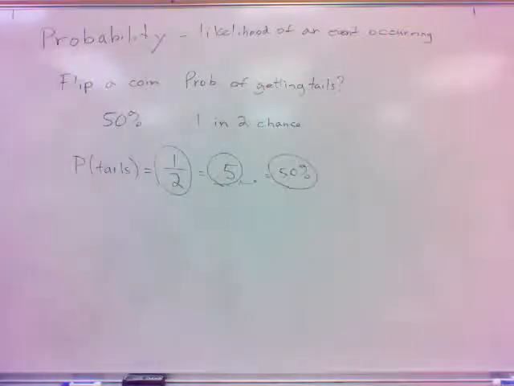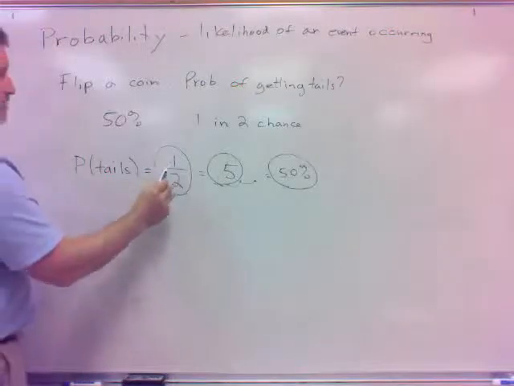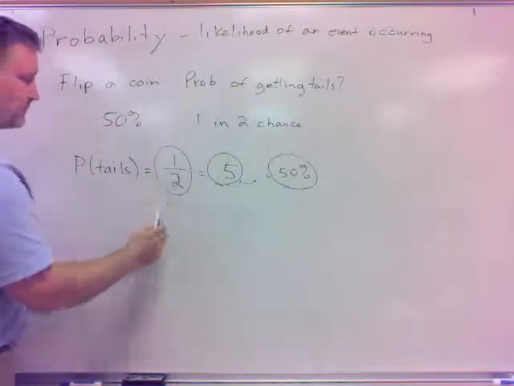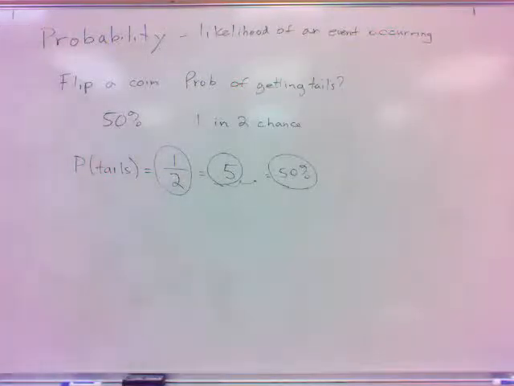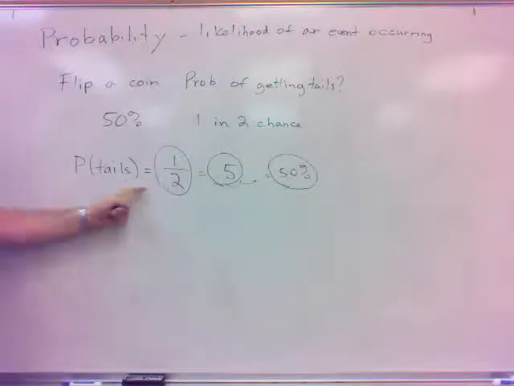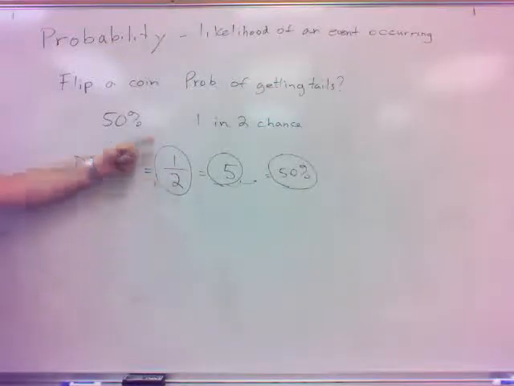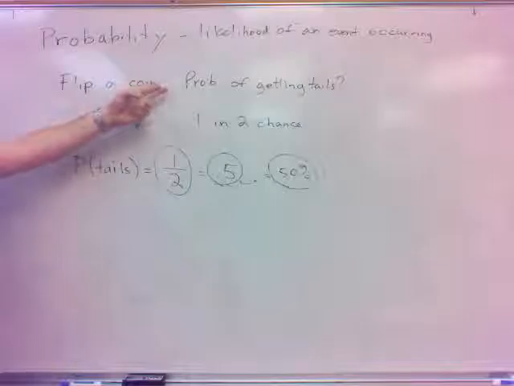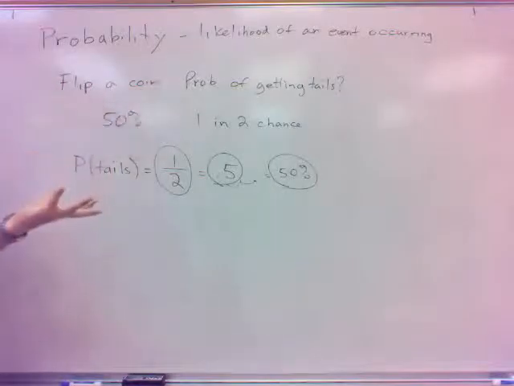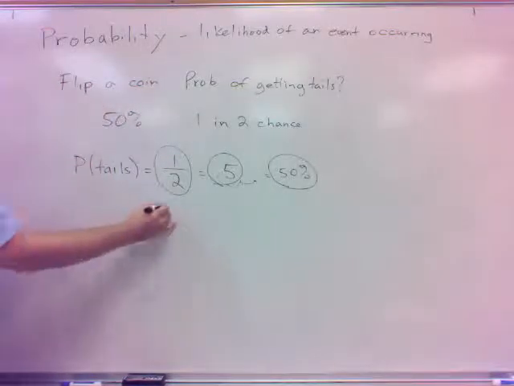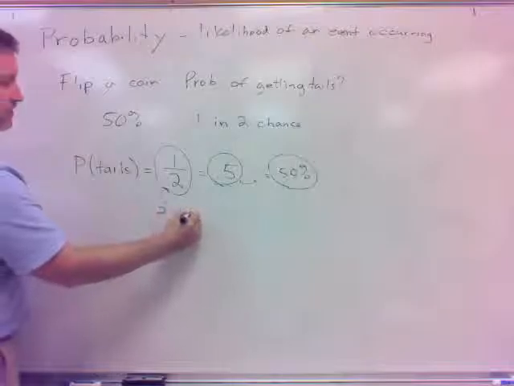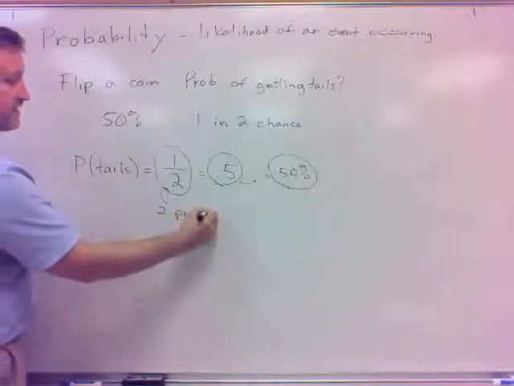Let's deconstruct this. Why is it 1 out of 2 or 1 in 2 chance? What does the 2 mean? Let's start with the 2. Why is this number 2 here, do you think? There's two possibilities, right? When you flip a coin, you've got heads or tails. So you've got 2 possibilities, and one of them is the tails.